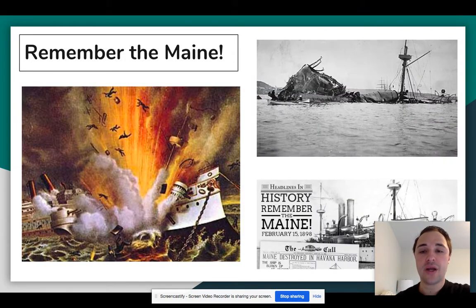Remember the Maine. That's what the yellow journalists would write in their articles. And you could see here, even the picture that was painted of the explosion or the destruction of the USS Maine was exaggerated. Now, this was an actual photo of the USS Maine destroyed. Okay, you could see here the difference in the exaggeration of that photo. But again, this was the immediate cause of the Spanish-American War.